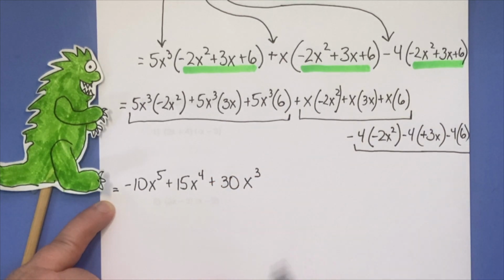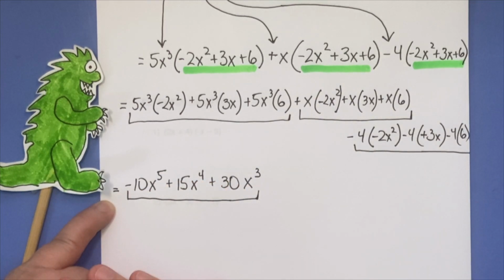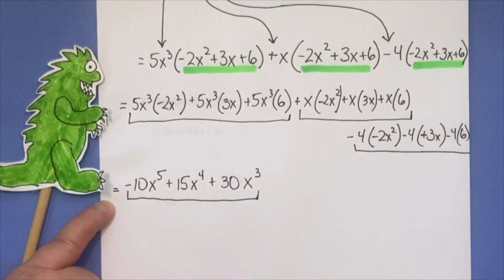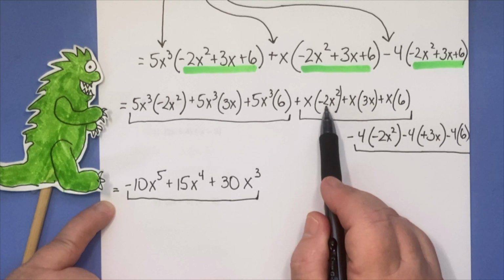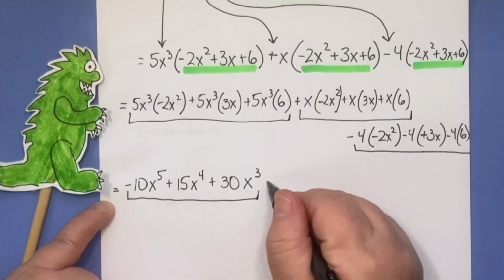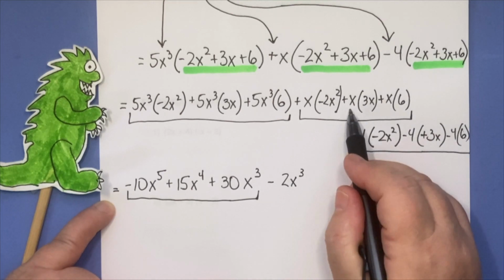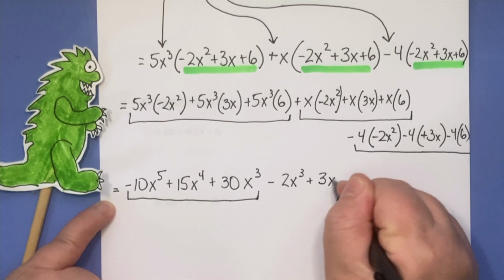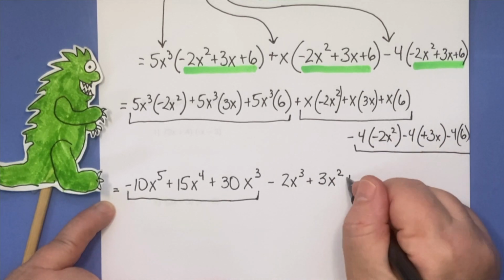X cubed. Okay, those are my first 3. I'm chunking those together to remind you they came from this first piece. Okay, next piece. X times a negative 2x squared, that's going to be a negative 2x cubed. X times 3x is going to be positive 3x squared because there are 2 x's. And then x times 6 is just plus 6x.